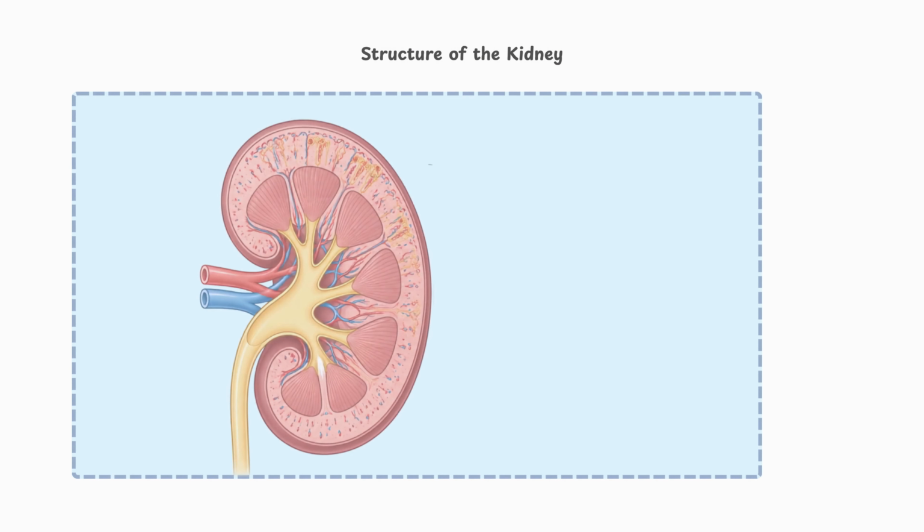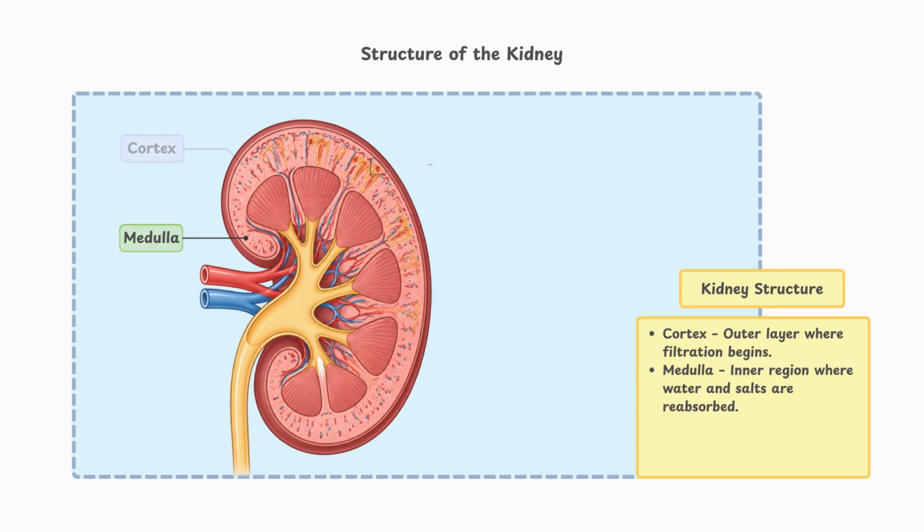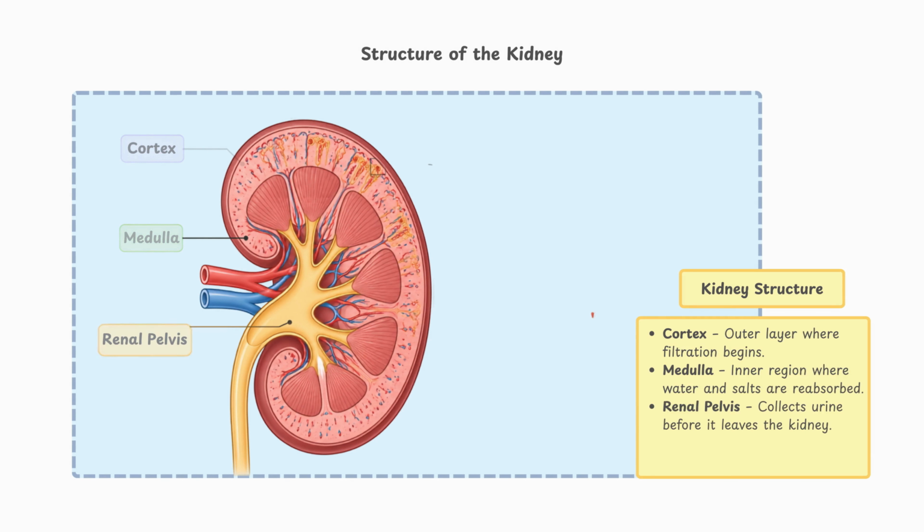Each kidney contains 3 main regions. Let's look at these regions one by one. The cortex forms the outer layer, so this is the outside part of the kidney. Beneath this lies the medulla. The medulla is found deeper inside the kidney. At the center is the renal pelvis, a funnel-shaped chamber that collects urine before it travels through the ureter to the bladder. So think of the renal pelvis as the collecting area. Once urine has been formed, it gathers here before moving down the ureter and into the bladder.